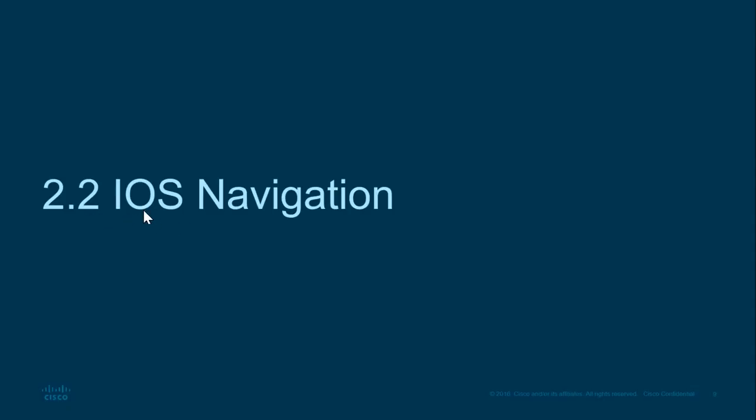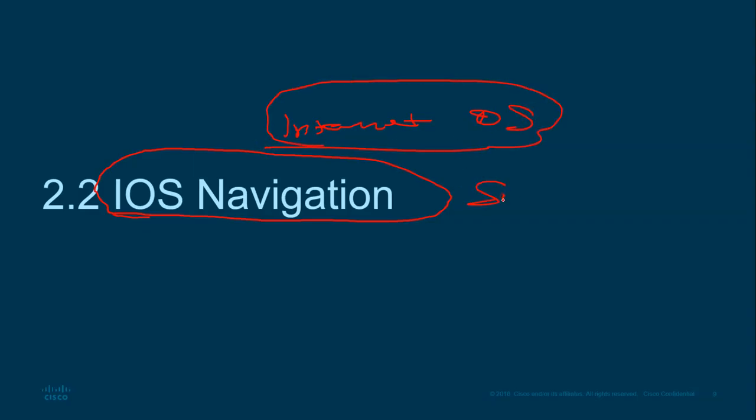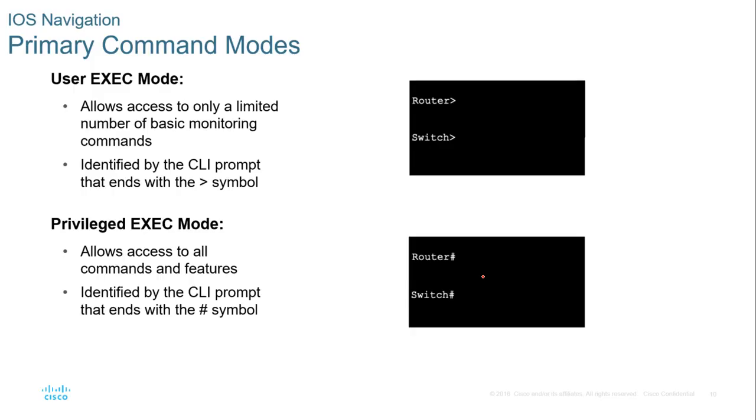So this is module 2, and we're basically going to look through and navigate the iOS, how to go around the internetwork operating system, and how to switch in between the modes or the prompts that are available within the iOS, the internetwork operating system, of both the switch and the router.